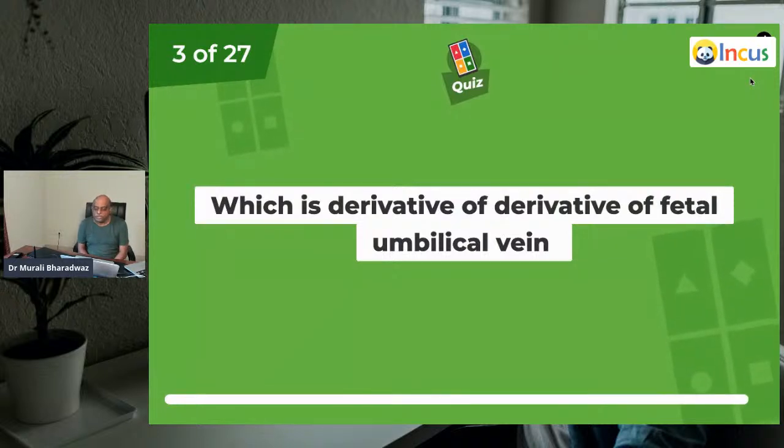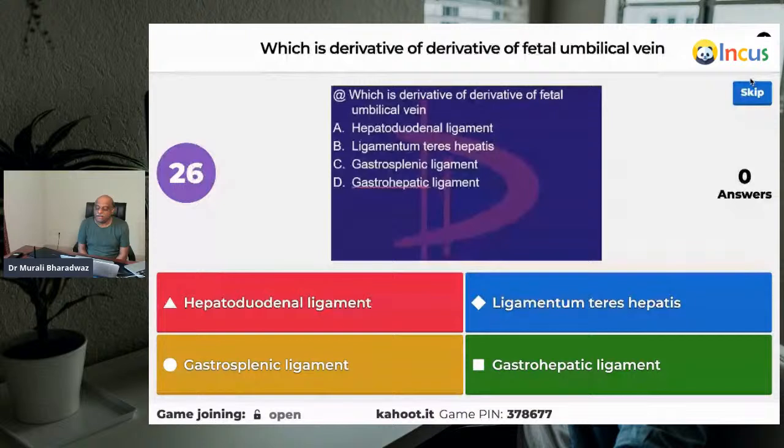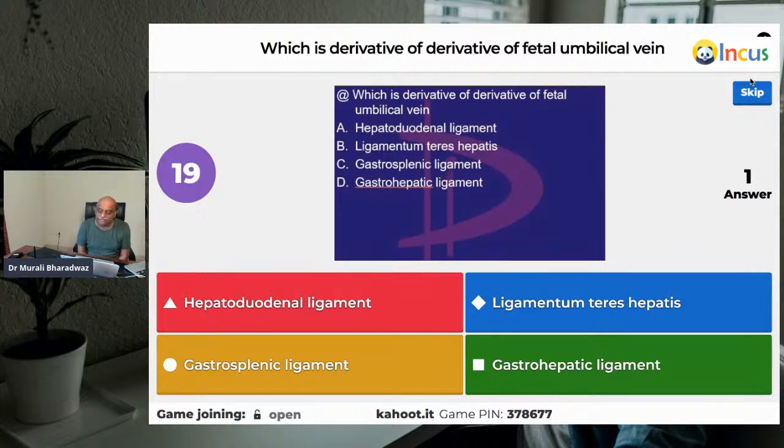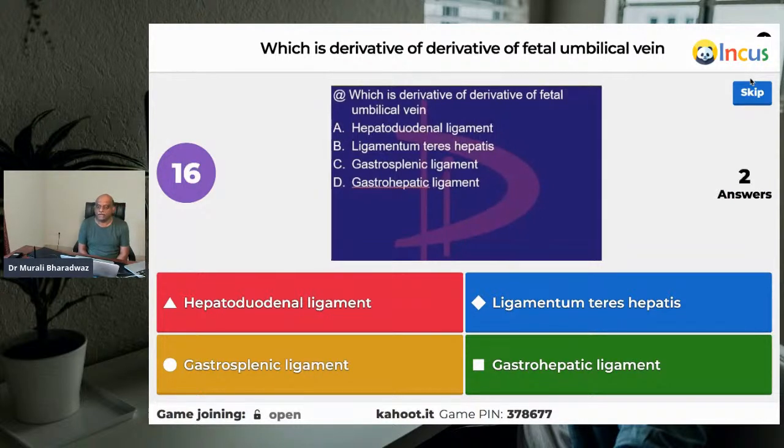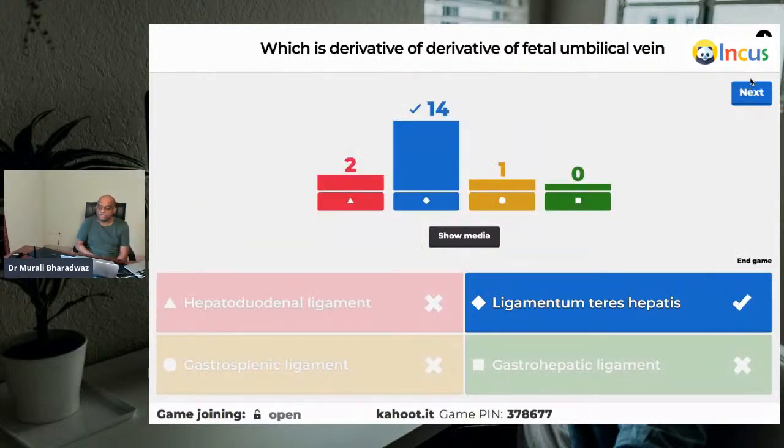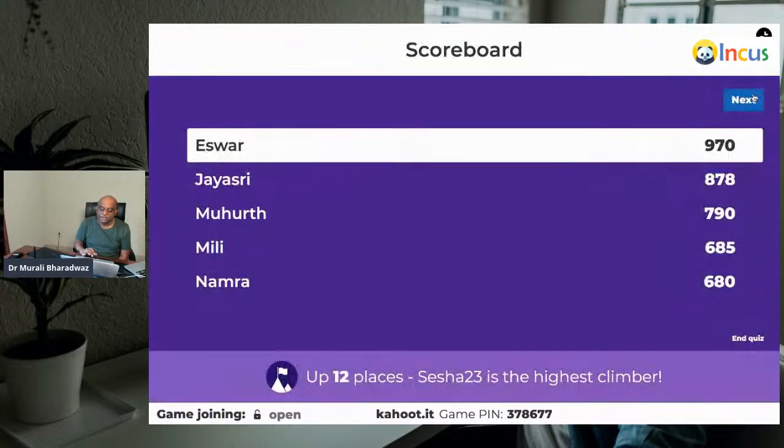Now, doctor, which is the derivative of fetal umbilical vein? Punch your answers. Very good, very good. So all the embryological structures, you have to be 100% sure. Excellent. 14 of you are right. So that brings Jayashree to the top, being fastest to punch the correct answer. And Sesha climbs almost 12 places.